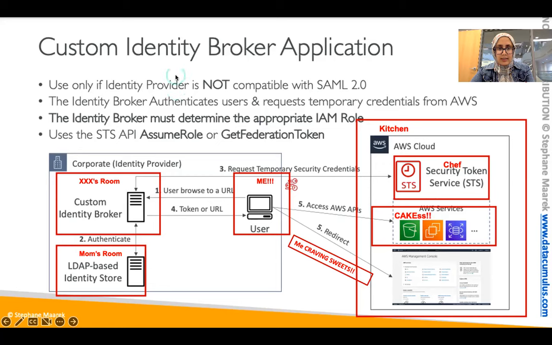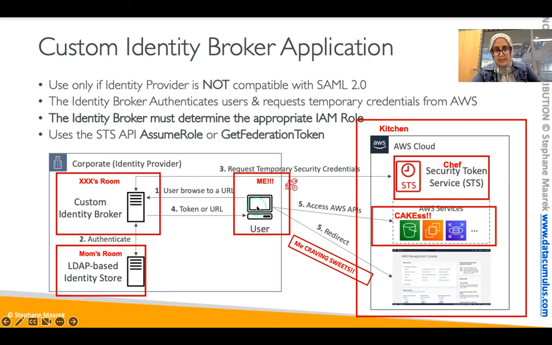Okay, so again, this is now a custom identity broker application, right? So now, instead of Microsoft Active Directory, you can use any other custom directory. In this case, it says to use it only if the identity provider is not compatible with SAML, right? So if this identity provider is not compatible with SAML, then that's the time when you use a custom identity broker. I really don't want to go much into details on this one, and that might be a more advanced concept. But at the moment, I'm just going to be going through the same flow.